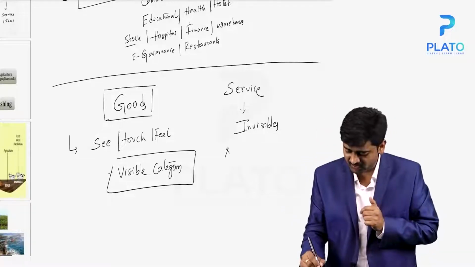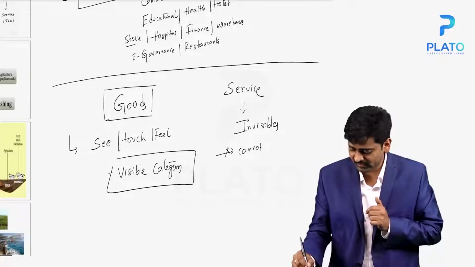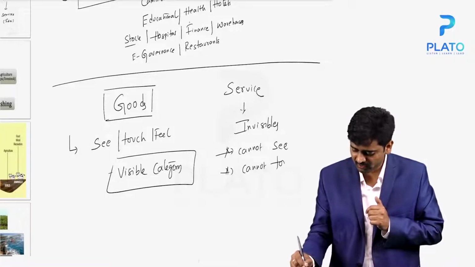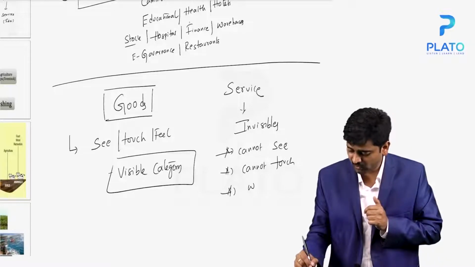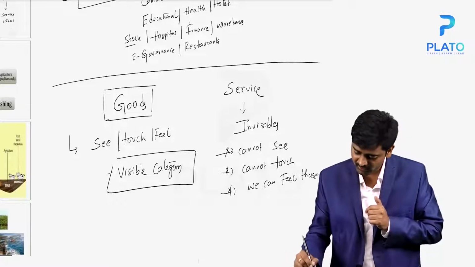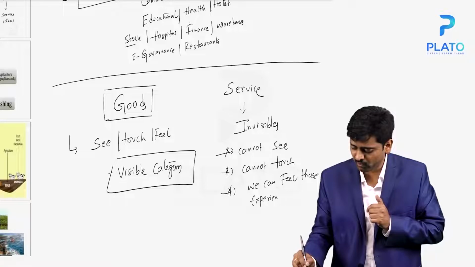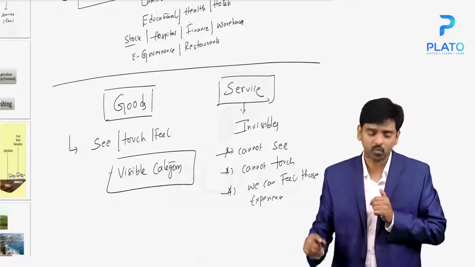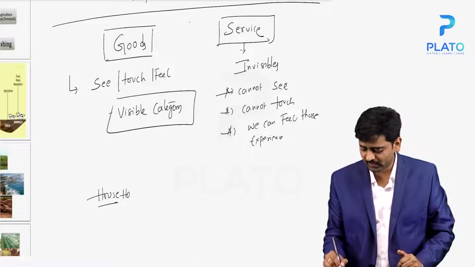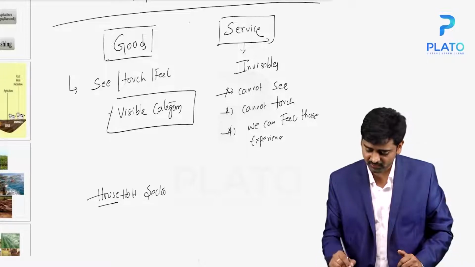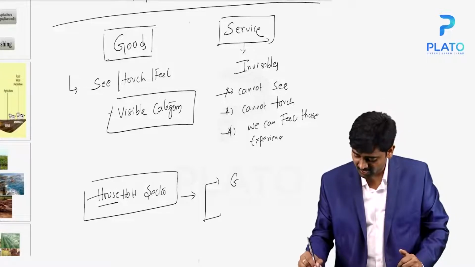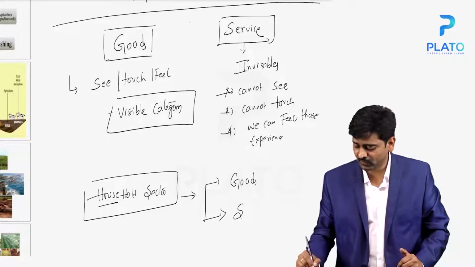So here we cannot see and we cannot touch, we can feel only. We can feel those experiences, guys. Hope you have got some idea about what is goods and what is services. So these goods and services are utilized by whom? The household sector. Now you got some idea, guys. The household sector will either be consuming goods or consuming services.